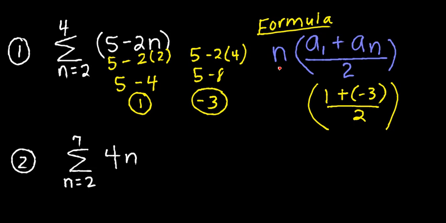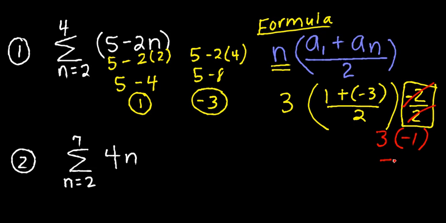Then I'm going to multiply by n, which is how many numbers there are. In this case, I'm going from 2 to 4, so I've got 2, 3, and 4. I've got 3 numbers, so I'm just going to multiply by 3. 1 plus negative 3 is negative 2, over 2. Negative 2 over 2 cancels out to just negative 1. So now I've got 3 times negative 1, or negative 3 as my answer. And that's great because that is the same number that I got in the prior video showing how to do it the other way.